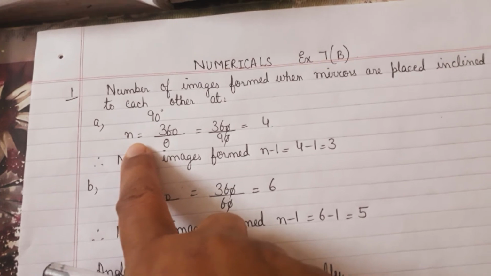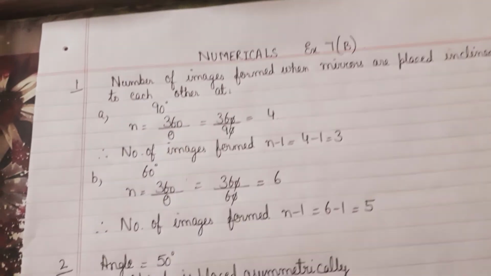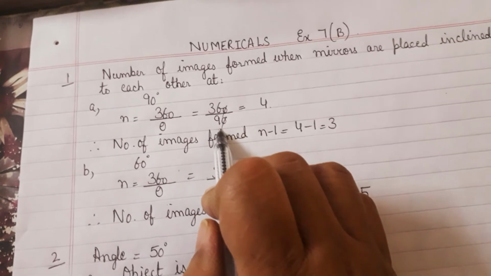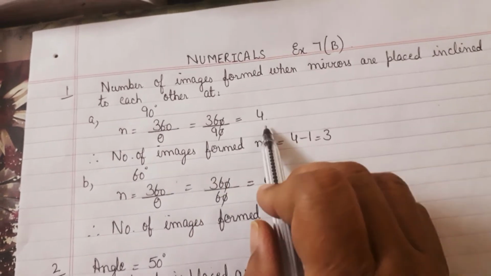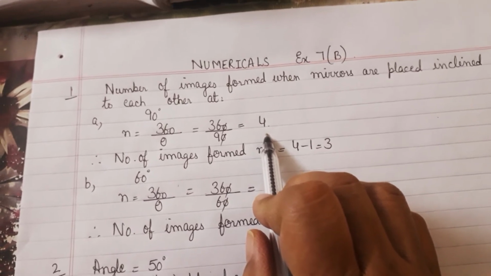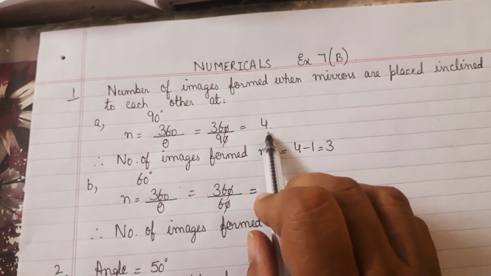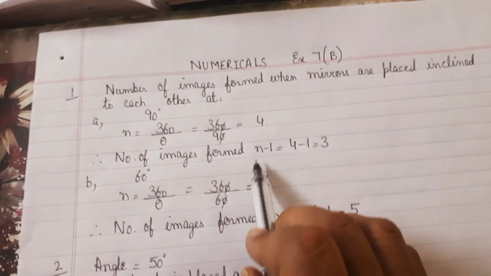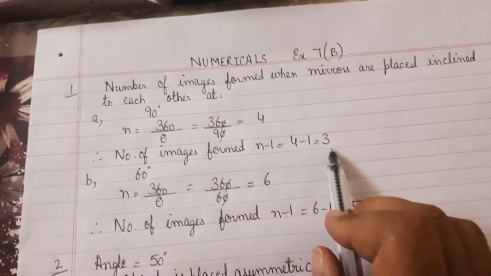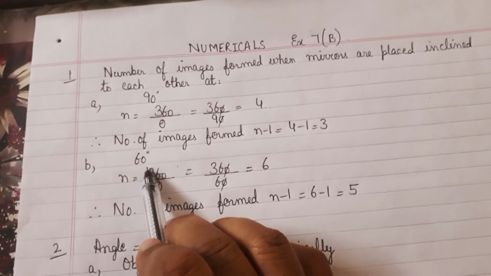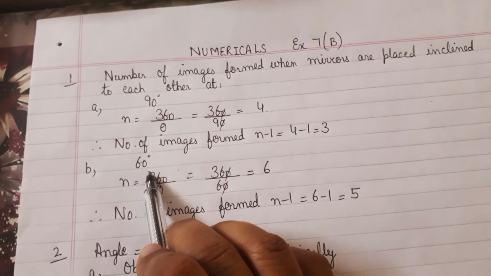So we are using the formula n is 360 upon theta. Now what is the value of theta, children? It is 90. So let us substitute the value. We calculate the number of images, and it works out to 4. But if you remember children, I told you that when the number of images is even, what do we do? The actual number of images is n minus 1, and that works out to 3 images. Okay, now let's move on to the second part. The angle between the 2 mirrors is 60.